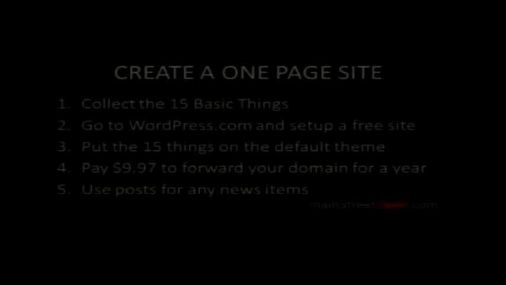So step one is collect the 15 basic things off of our first checklist. And again, we've got these available on the website, on the MinistryCOM Live page. You can download that checklist. Collect those 15 basic things. Go to WordPress.com, pick their free site, put the 15 things on the default page. Don't worry about how it looks. Just stick them in there. If you paid $9.97, then you can forward your own domain to it for a year. And then you can use WordPress posts for any news items you need. But for most people, just getting this static site on the air is a good start.